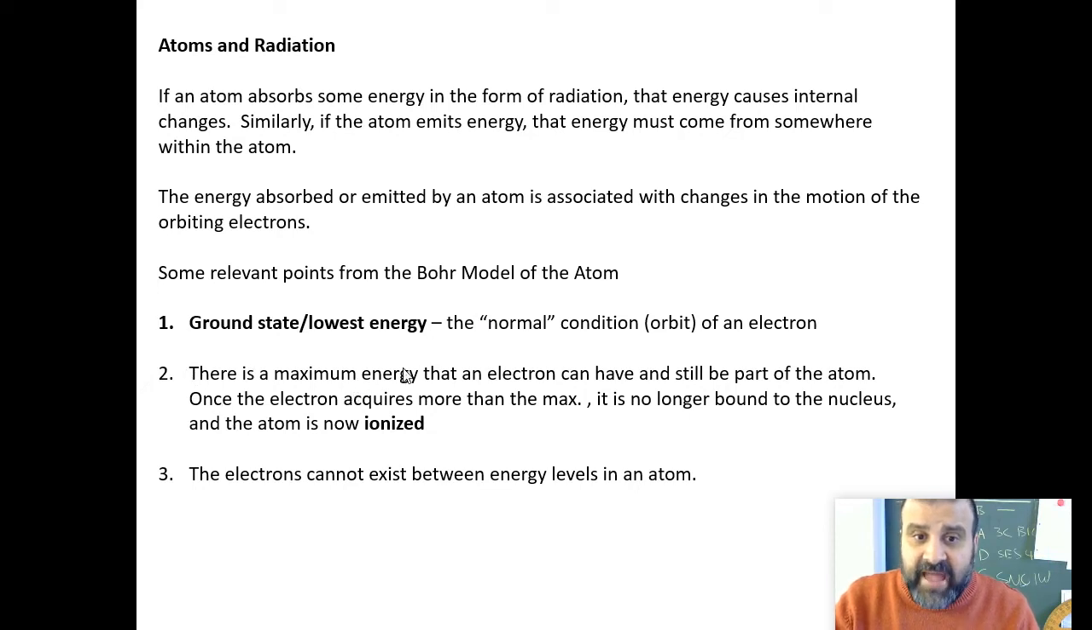Number 2, there is a maximum energy that an electron can have and still be part of the atom. Once you give an electron too much energy, it dissociates from the atom and leaves the atom. You now have created an ion, an atom that's missing electrons. It is charged. So we now have these free electrons floating around, and we call that a plasma. And the third important point, electrons cannot exist between orbits or energy levels. They can only be found at the first, second, third, fourth, and so on, or given enough energy that they leave the atom completely.